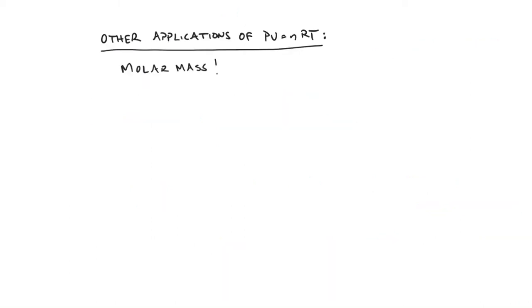Okay, another thing that I can use PV=nRT for is to determine the molar mass of a gas. Remember that the units of molar mass are grams per mole. I just need to know how much a given number of moles weighs, which I have to be given in the problem. So remember that n equals PV over RT. That's going to get me the number of moles of something, and if I know the mass of that sample, I can figure out the molar mass.